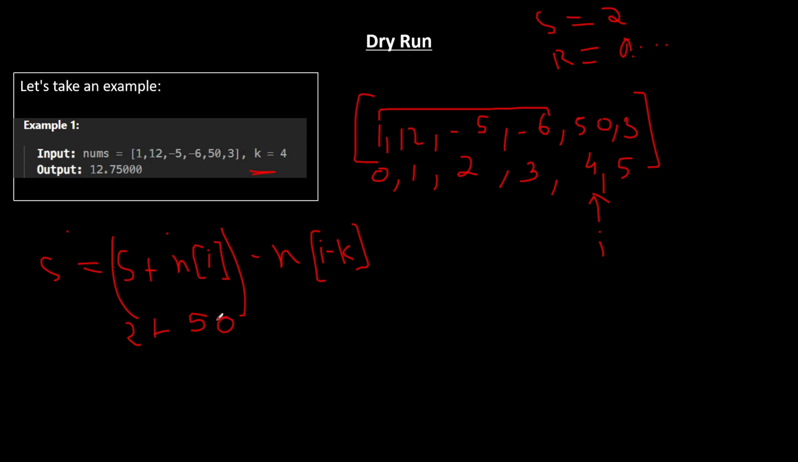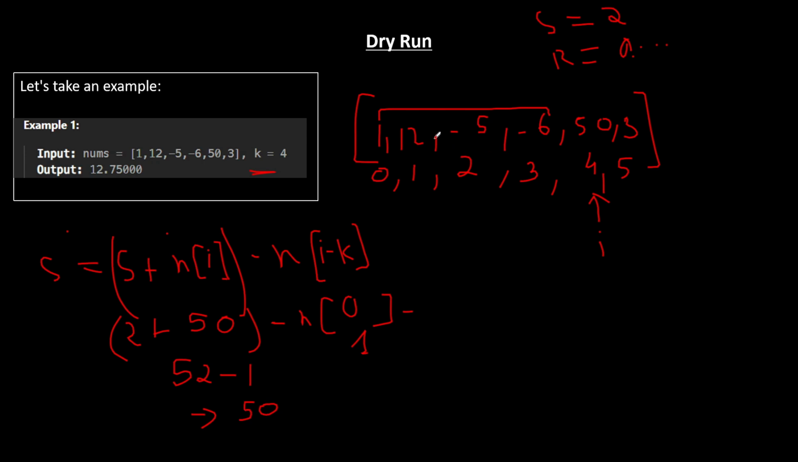I index is 4 and k value is also 4. So we got 0 here. So it turns out to be the 0th index, and the 0th index value is, let me write it down here, 1. So 50 plus 2 gives us 52, minus 1 gives us 51, right?